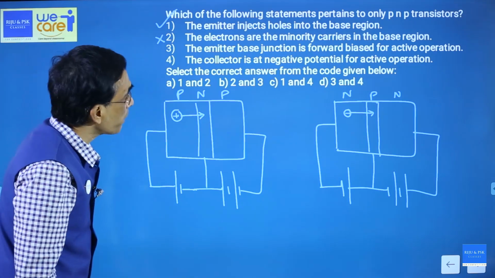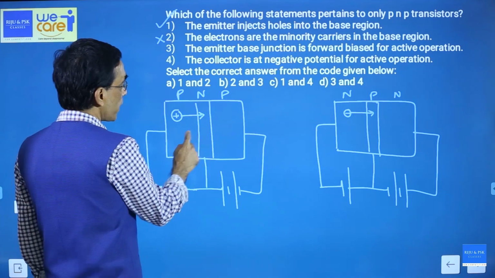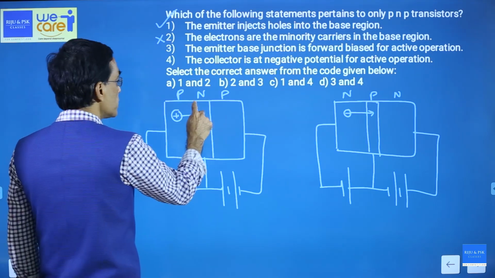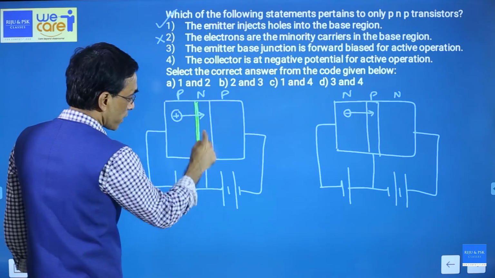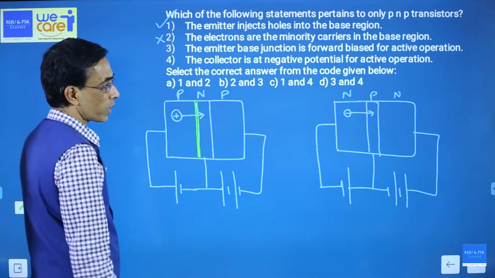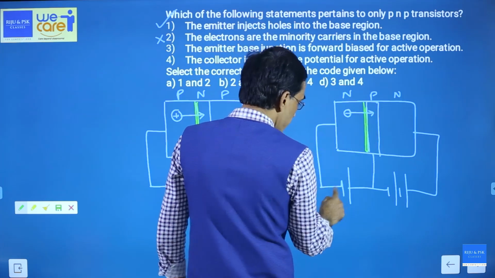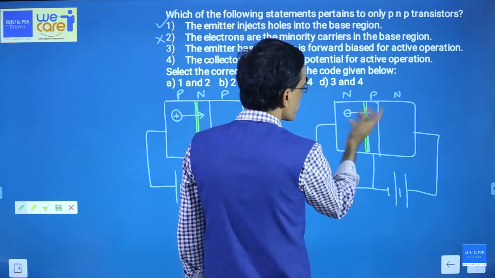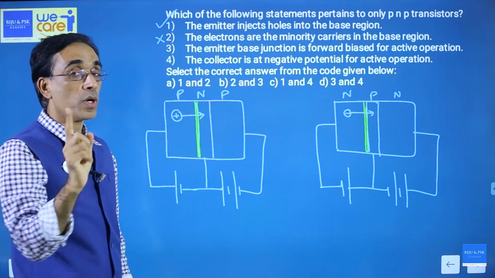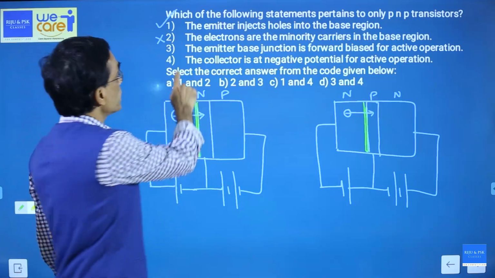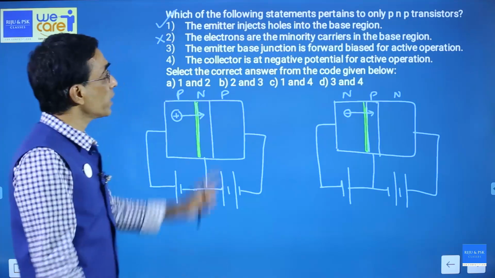Third one: the emitter-base junction is forward biased for active operation. You should see that the emitter-base junction is a PN junction where P is at a higher potential than N. So this is forward biased. Now here, this is the junction, and N is connected to negative, P is connected to positive. So this is also forward biased. So this is correct for both of them, not only for PNP. So this is not our option. It is a correct statement, but it is applicable for both NPN and PNP, so we cannot take it.